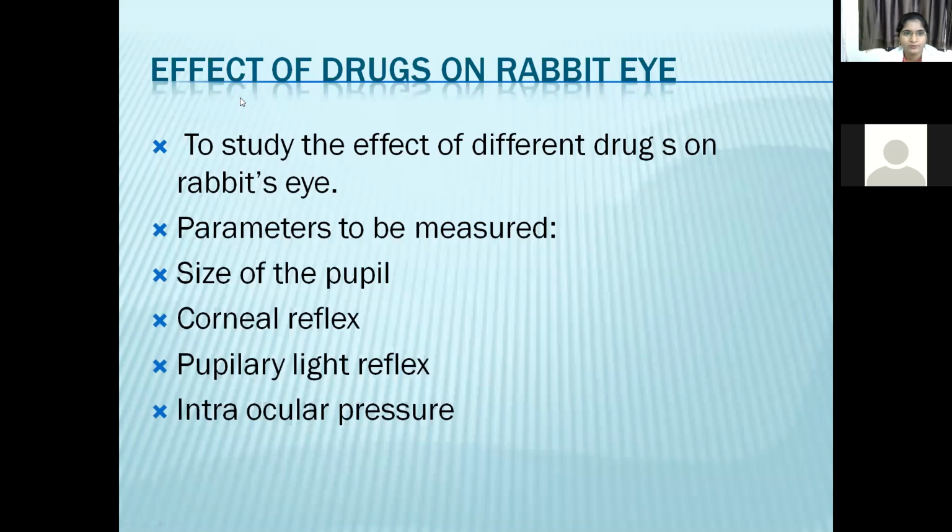So what are the effects of drugs on the rabbit eye? To study the effect of different drugs on the rabbit eye, we have to measure parameters, that is pupil size, whether increased or not, corneal reflex, whether present or not, light reflex, whether the pupil will constrict or not, and intraocular pressure, whether it is decreased or not. So these are the parameters we have to check in this practical.